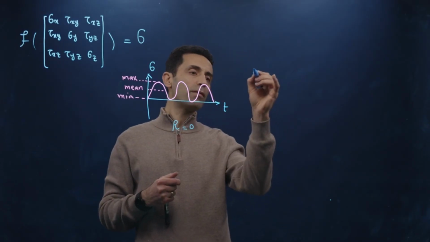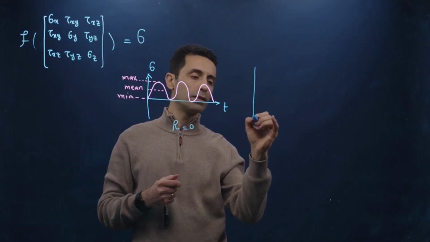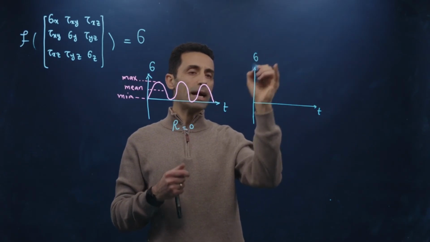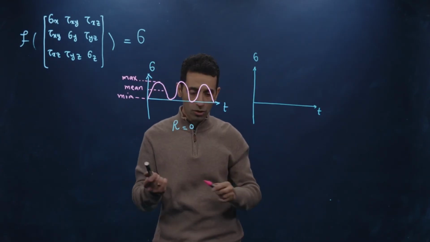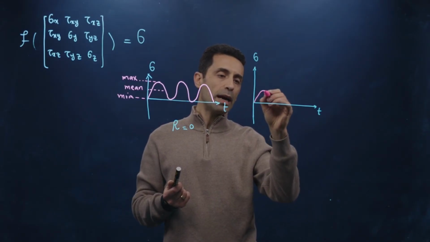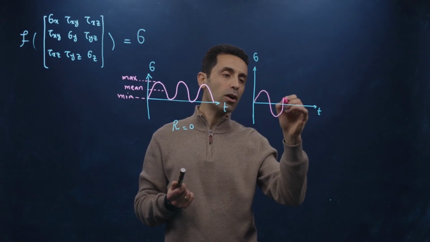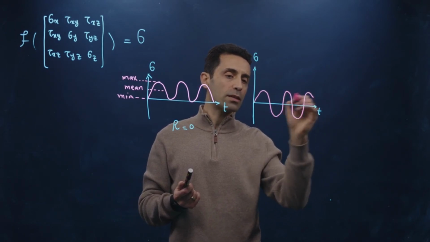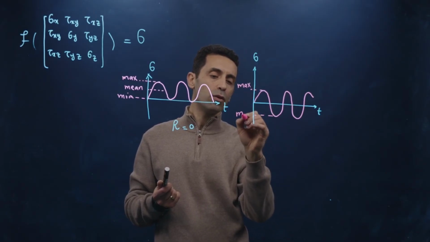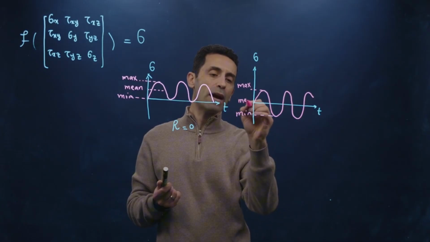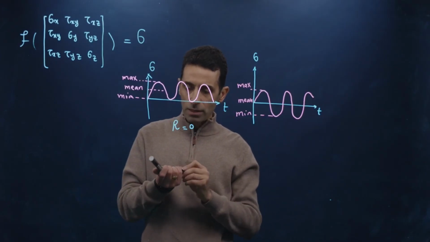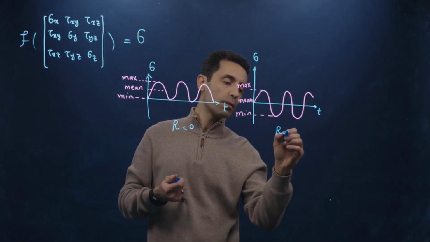We can have another type of loading where we have our time and our stress axis, and this time the stress goes to a maximum value which is positive and a minimum value which is negative. Essentially we are alternating our stress. So this is the max, this is the minimum, and the mean or average stays at 0. This one is called fully reversed, and for this one the R value is -1.